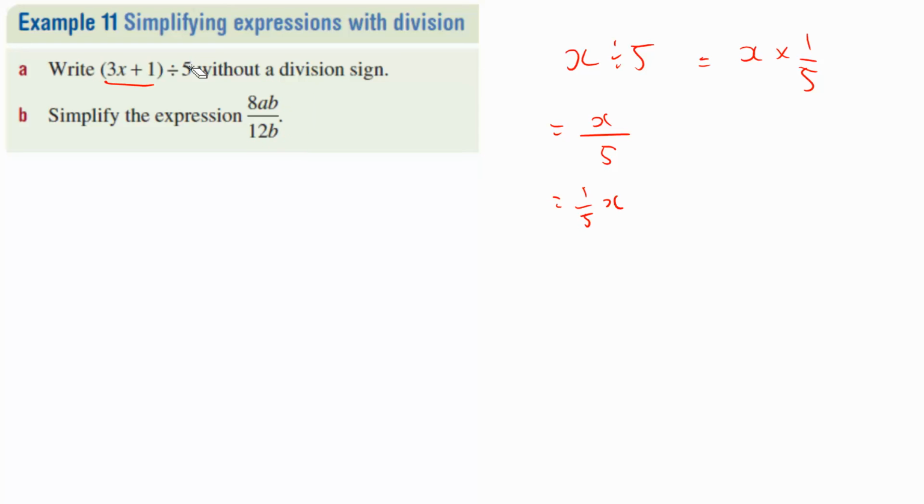You've got 8ab over 12b. Now, if we were to simplify this, what would you do? Do what I did in the last example. I split the numerator and I split the denominator. Now let's split the numerator.